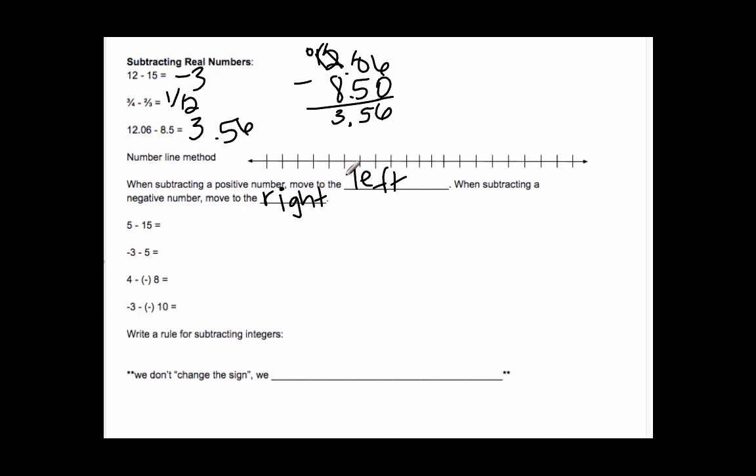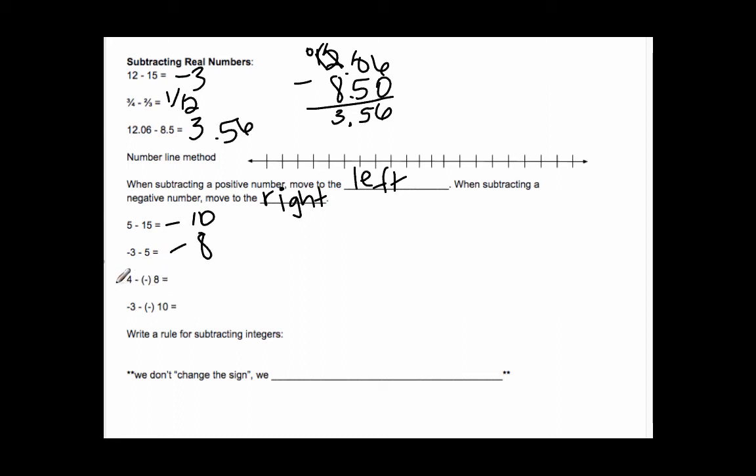So number line method, same concept, we're just moving different ways. So 5 minus 15, I'm at 5. I'm going to move left 15 times. That's going to put me at negative 10. You are welcome to use this number line and actually do the movement. I am not going to walk you through that this time. Negative 3 minus 5. I'm starting at negative 3, and I am moving left 5. That is going to be negative 8.